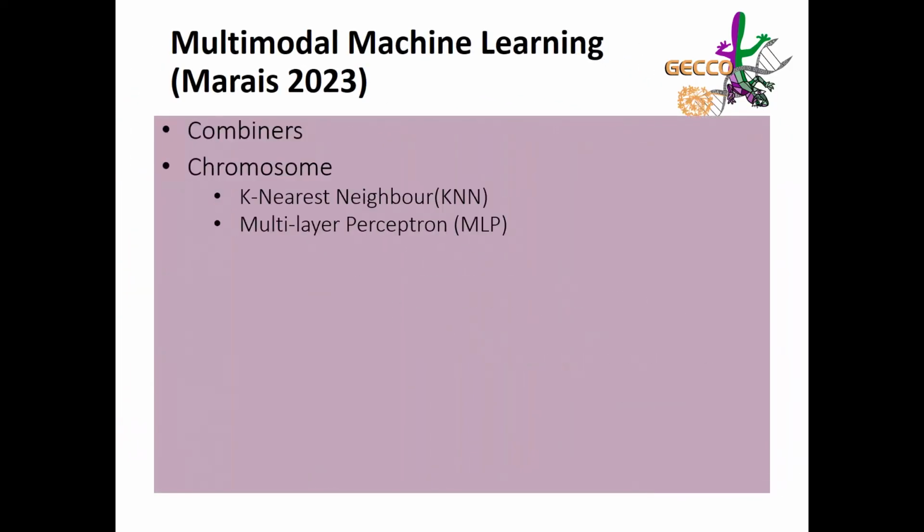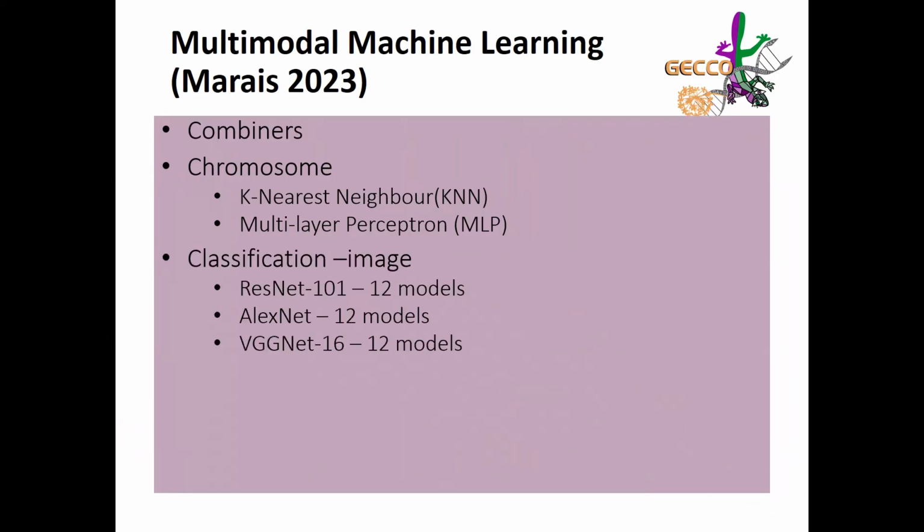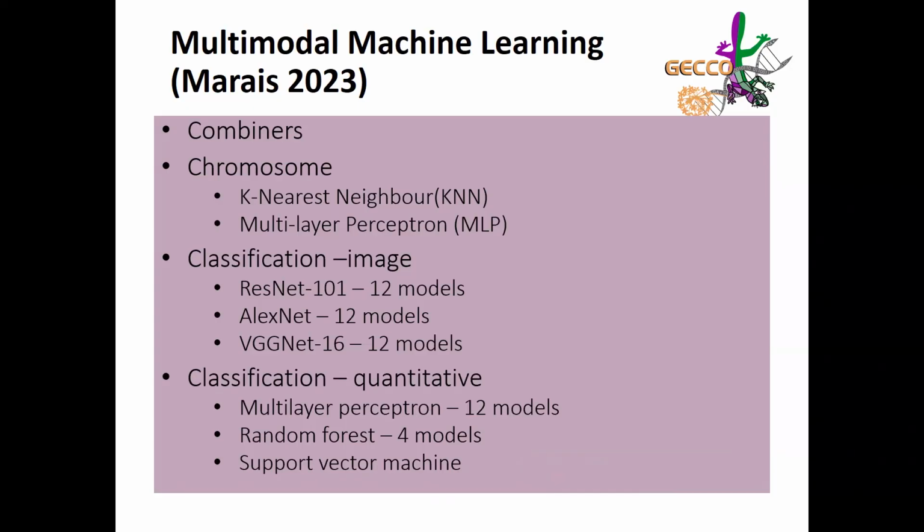Okay, so combiners. These are the different combiners that were included in the chromosome. So it was K nearest neighbor and multi-layer perceptron, and of course different versions of them with different parameters. For classification, those are the different models included, and the reason you see 12, 12, and 12 is they have different parameters linked to them. And then that's for the image data and for the quantitative data.